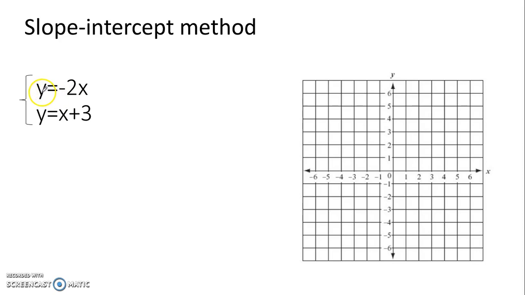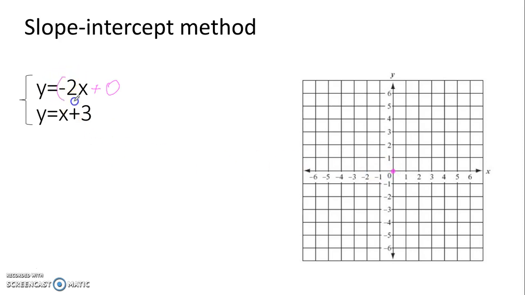Our first equation in the system of equations is y equals negative 2x. Alright, so remember when we're graphing in slope-intercept form, we're going to look at the y-intercept. Remember, slope-intercept form is y equals mx plus b. In this case, the plus b is plus 0 because there is no plus b. Because it's plus 0, that means it's simply going to go through the origin. So our first point is at the origin, or 0, 0.